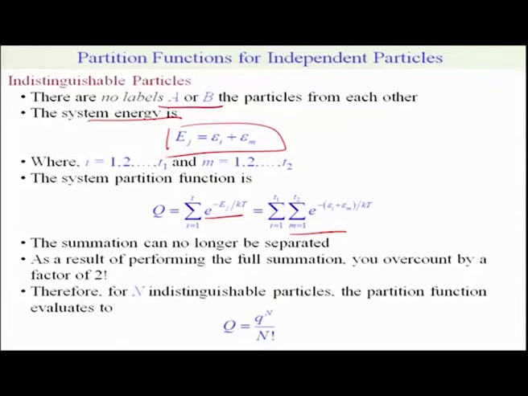As a result, you are going to overcount the summation by a factor of 2 factorial for this 2 particle system. In that case, you have to divide this by 2 factorial, but for n indistinguishable particles, the partition function can simply be q to the power n divided by n factorial. N factorial comes because of the overcounting of the summation, because you cannot segregate or separate out the summation. So, this turns out to be the case for the indistinguishable particle partition function for an n particle system of the same type.